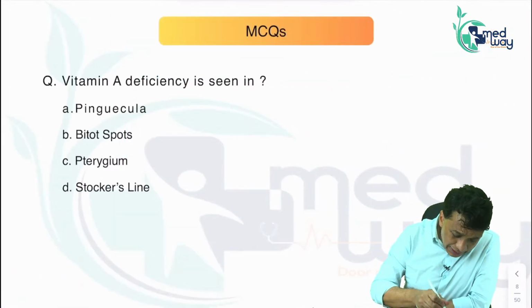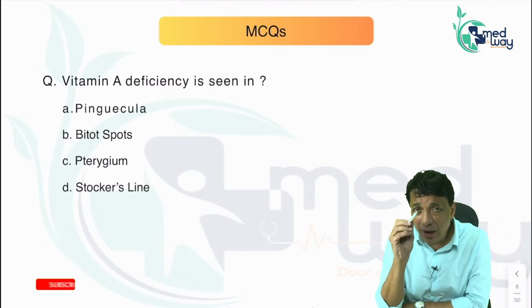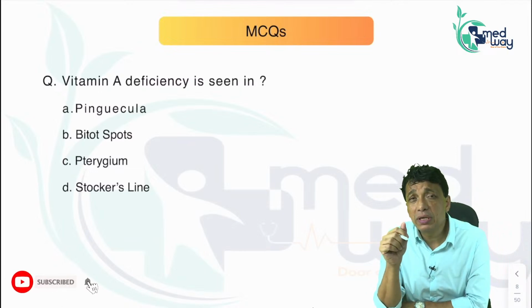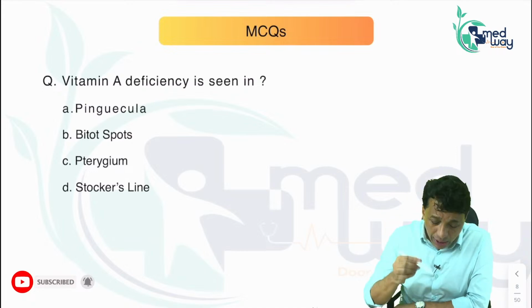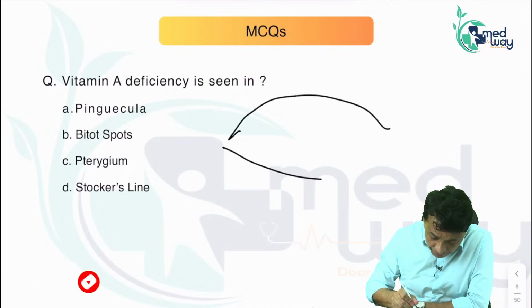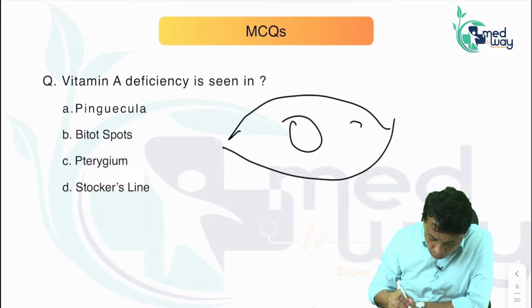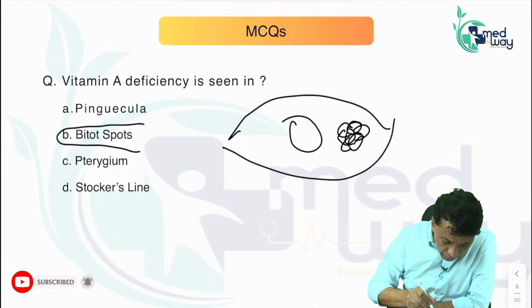Vitamin deficiency. Now, what I understand is that you had a picture of Bitot spots. It was one of the simplest questions ever asked. It's these foamy white secretions. On the conjunctiva, you will have these yellowish, whitish, foamy white dots like this. They are called Bitot spots, and they are a sign of vitamin deficiency.